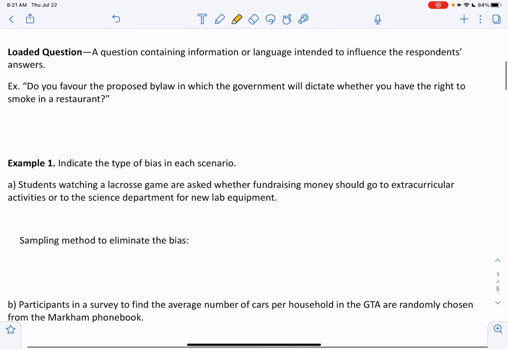Next is what's called a loaded question. And a loaded question is a question containing information or language intended to influence the respondent's answers. So for example, do you favor the proposed bylaw in which the government will dictate whether you have the right to smoke in a restaurant? Now this is a little bit confusing. Do I favor something that I don't agree with? It's just very confusing, and it may prompt you to not answer the way that you intend to. So that's what we need to look at here.